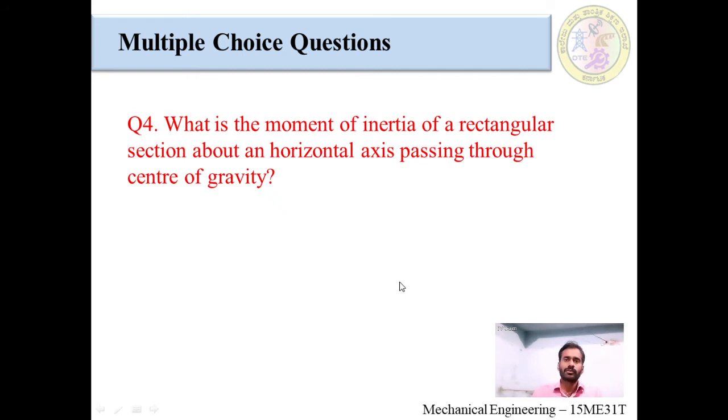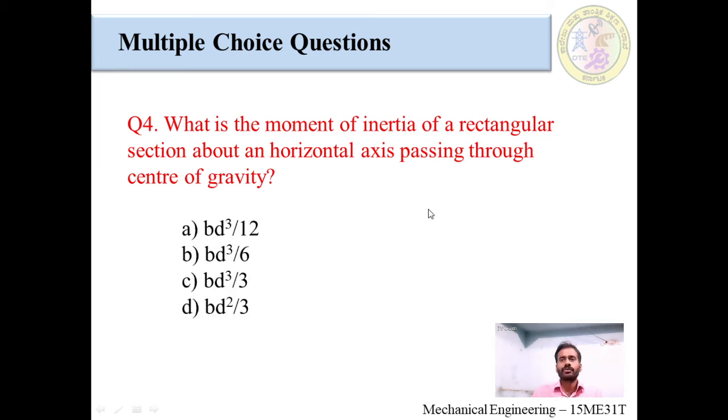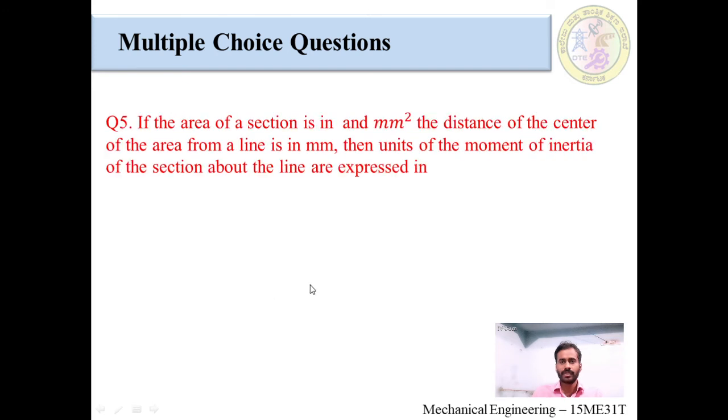Moving on to the fourth question: what is the moment of inertia of a rectangular section about a horizontal axis passing through the center of gravity? For a rectangular cross section, we have to calculate the moment of inertia along the horizontal axis, and that axis is passing through the center of gravity. You have to identify the correct answer among the options: A, bd cube by 12; B, bd cube by 6; C, bd cube by 3; and D, bd square by 3.